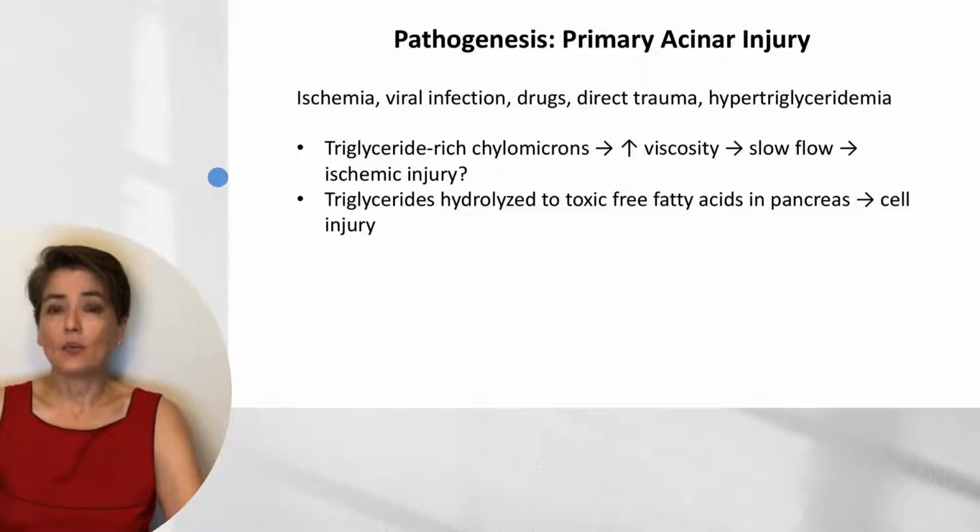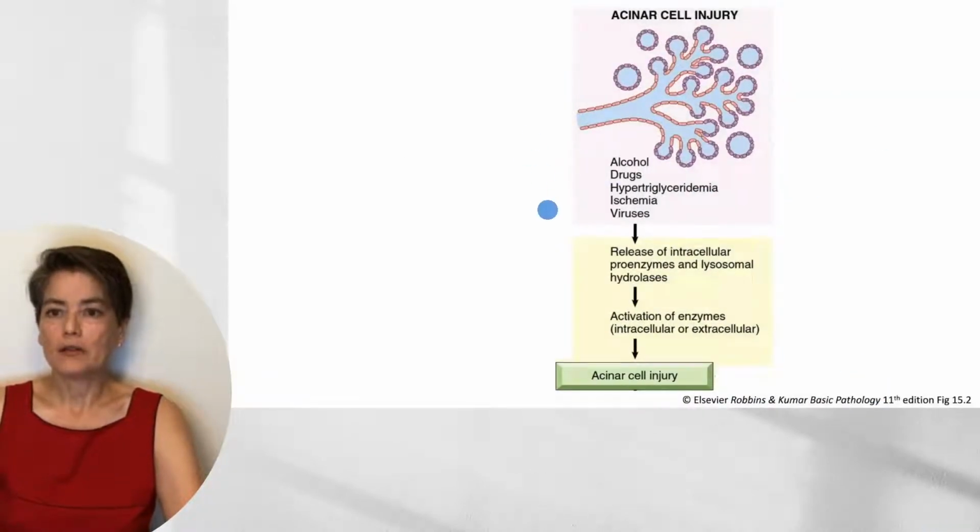So the thinking is that when you have abundant triglyceride-rich chylomicrons, it's going to increase the viscosity of the blood, slowing down flow, and perhaps this contributes to ischemic injury. In addition, when we have abundant triglycerides, these can be hydrolyzed to toxic free fatty acids in the pancreas, leading to cell injury. So here we have our primary cell injury, all of these pretty straightforward. And with this injury to the acinar cells, we're going to get the release of intracellular proenzymes as well as those lysosomal hydrolases, which can activate these enzymes. And we can get intracellular and extracellular activation, leading to acinar cell injury.